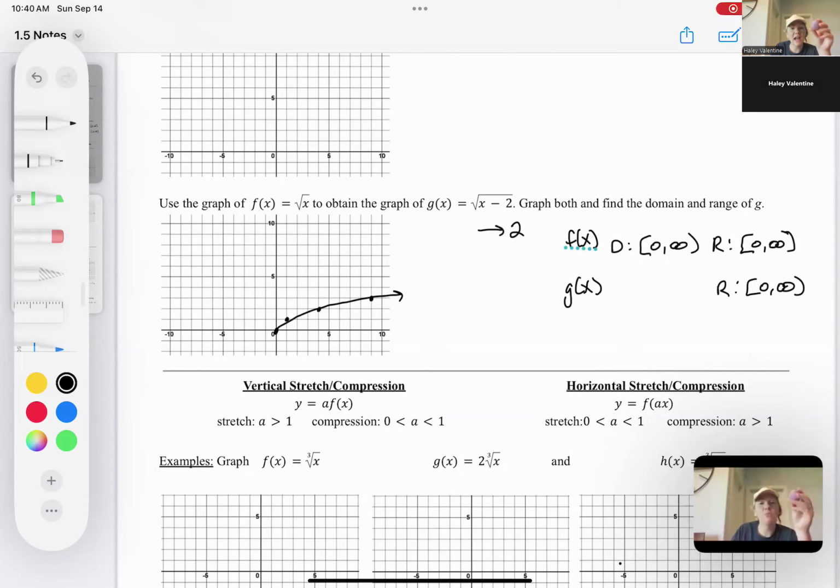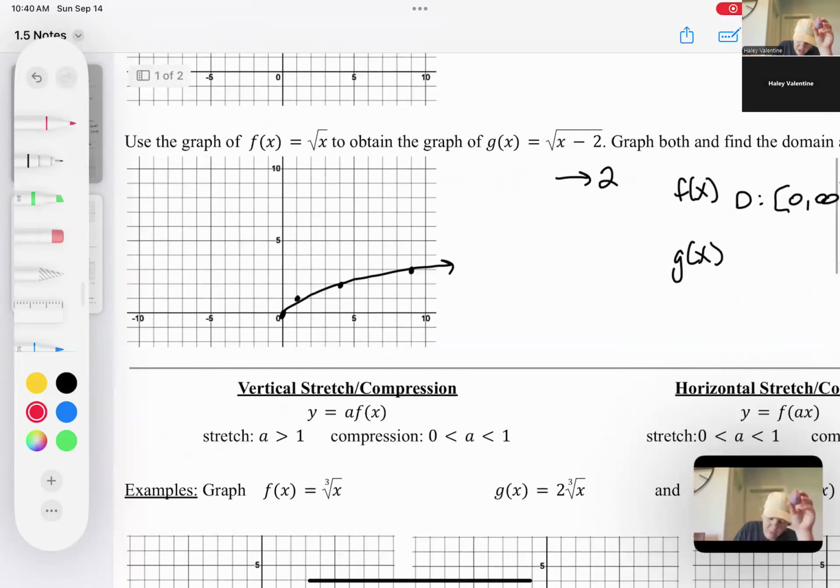But my domain now, I know that every single point is going to be shifted right 2. So instead of starting at 0, 0, I'll start at 2, 0. And then it's going to be the same pattern of what that parent function was. 1, 1, because the square root of 1 is 1. The square root of 4, so from my new starting point over 4, up 2, over 9, up 3. Okay, and that's my graph of G, and the graph of F was in black.